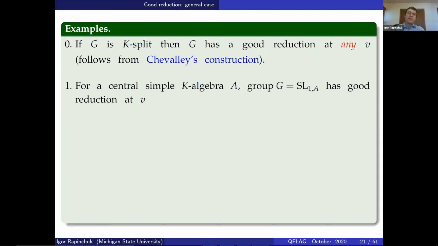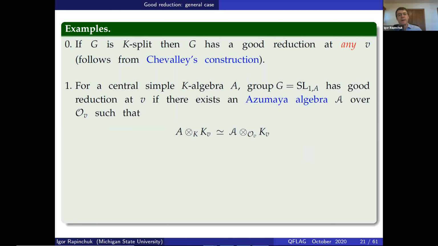Now, the next example is, for any central simple K-algebra A, we have the group SL_1(A) associated to the elements of reduced norm 1. So this is a generalization of the group SL_1(D) that we saw in one of our previous examples. And it turns out that this group has good reduction at V if our algebra is unramified at V. So in other words, it arises from an Azumaya algebra over the valuation ring of the completion.